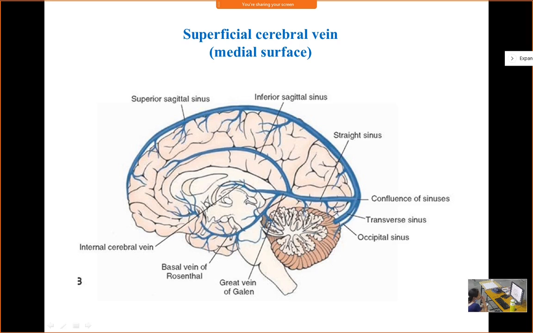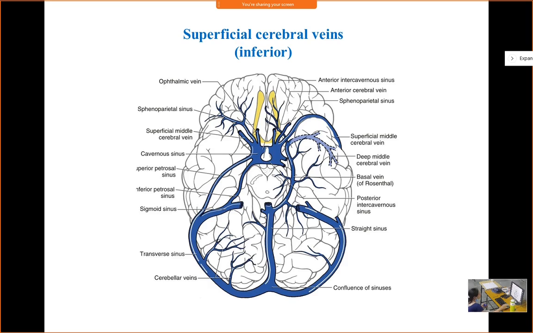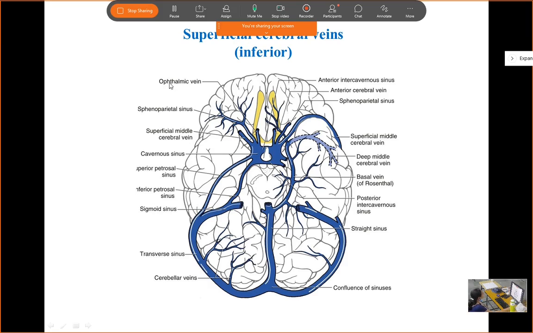And on the inferior surface also, the veins are present. These are known as the inferior cerebral veins. Now, here you can see this is the inferior surface of the brain, okay. This is the frontal part. This part is known as the orbital surface of the brain. So from there, these are coming to the cavernous sinus. From the cavernous sinus to the superior petrosal and inferior petrosal sinus, they will drain into the transverse sinus. Ultimately, the transverse sinus will go to the sigmoid sinus and that will form the internal jugular vein. Okay, so these are the venous drainage.